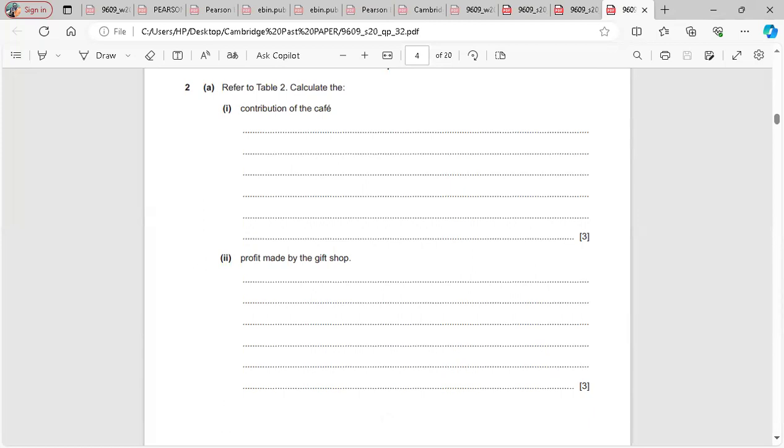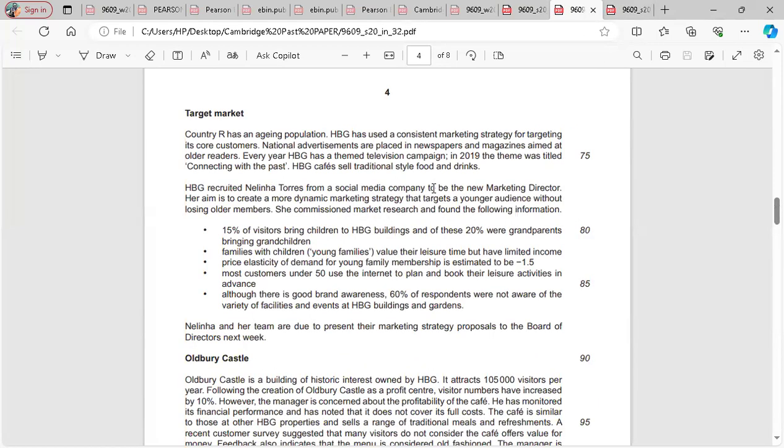For the questions, they said refer to table 2. So we have to go back to table 2. Contribution, before we go, they said calculate the contribution of the cafe and profit made by the gift shop. So how do we calculate contribution? Contribution is always total revenue minus direct cost. Are you with me?